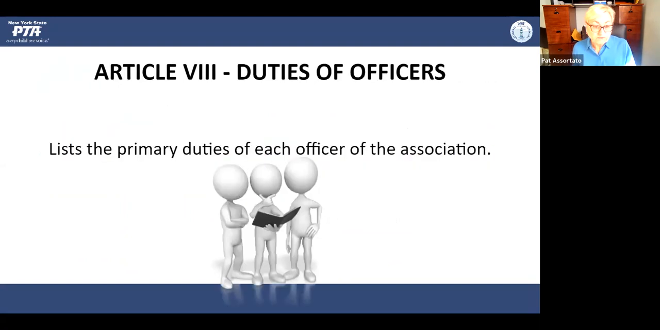Article 8, Duties of Officers. Due to the limited time, I will not review each of these individually. If you have any questions on interpreting any of these sections, contact your Region Bylaws Chair or Region Director for assistance. In the Council bylaws, this is Article 9.